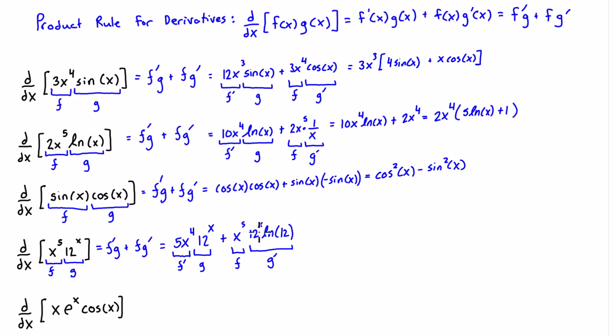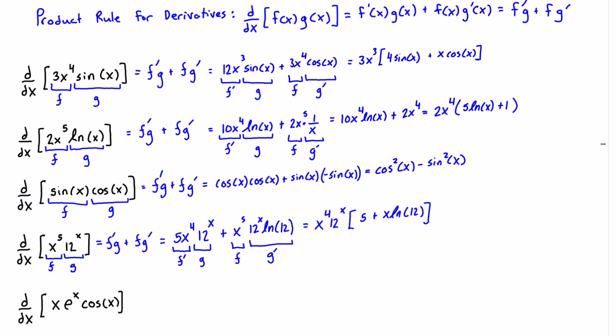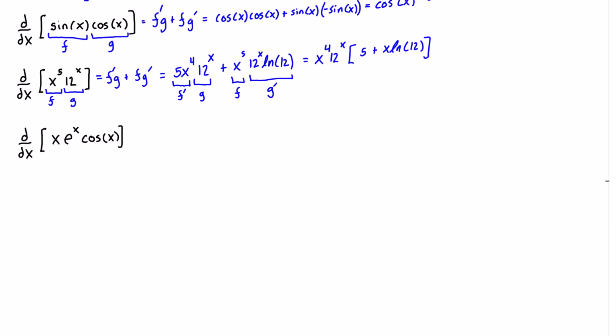Now there's a common term in here. There's a 12 to the x in both terms, and there's also at least 4 x's. So let's pull those out, and we'll pull out x to the 4 times 12 to the power of x. And what's left inside is going to be 5 plus x ln of 12. So that is the derivative of our original function. So d dx of x to the power of 5 times 12 to the x, this over here is the derivative.